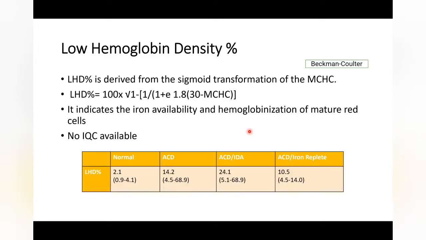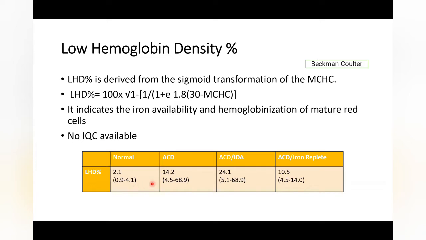We come to the next parameter, that is LHD, which we also saw in the guidelines, low hemoglobin density. This is the parameter which is available in Beckman Coulter, and it is derived from the sigmoid transformation of MCHC, given by the formula which I've mentioned here, and it indicates the iron availability and hemoglobinization of mature red cells. The problem is that there is no internal quality control available, and the normal percentage is approximately given as the range of 0.9 to 4.1.